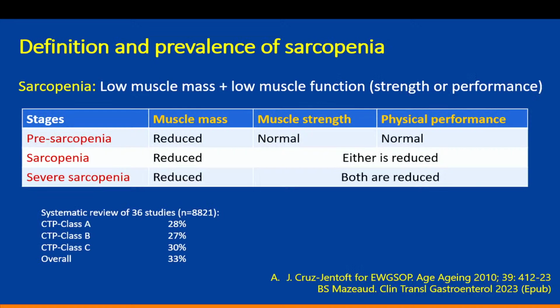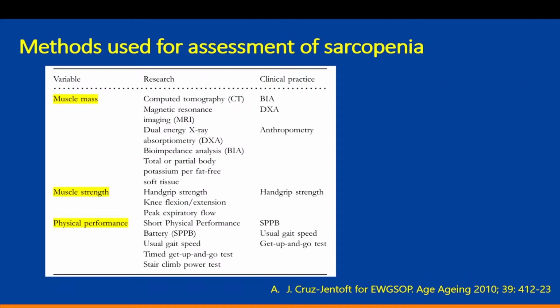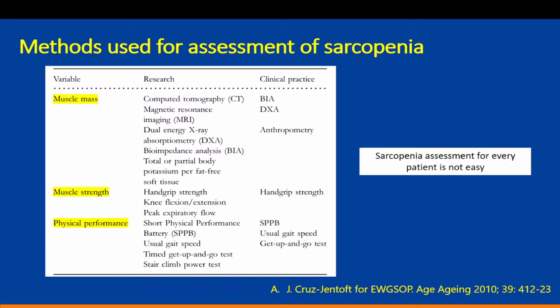Sarcopenia means low muscle mass associated with reduction in strength or performance, and it is staged into pre-sarcopenia, sarcopenia, and severe sarcopenia. One third of cirrhotic patients have sarcopenia. In every slide, I am trying to give a message that every third patient with cirrhosis has sarcopenia, which is measured with CT scan, hand grip strength, and short physical performance battery. But it is not easy to assess every patient in our busy OPD, as Shalimar rightly told.